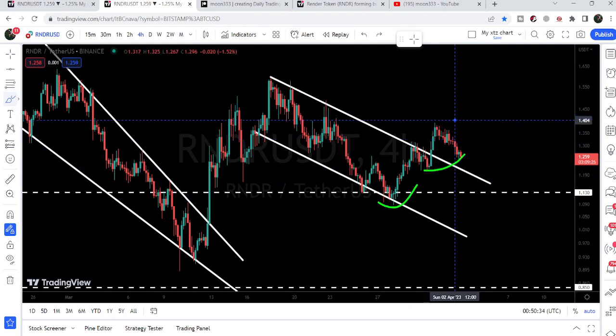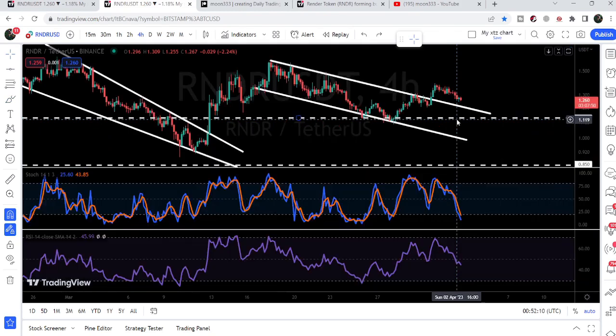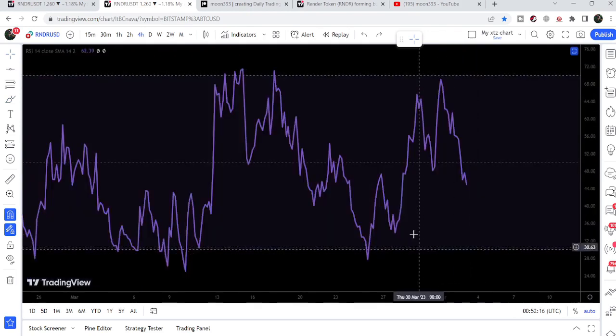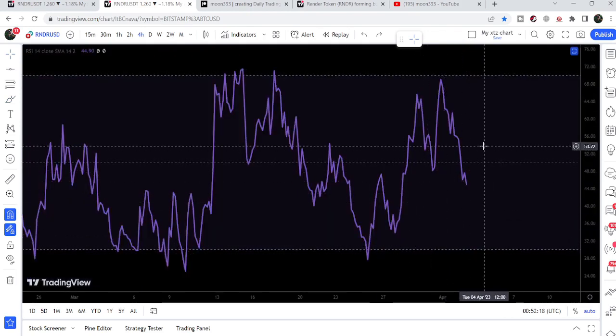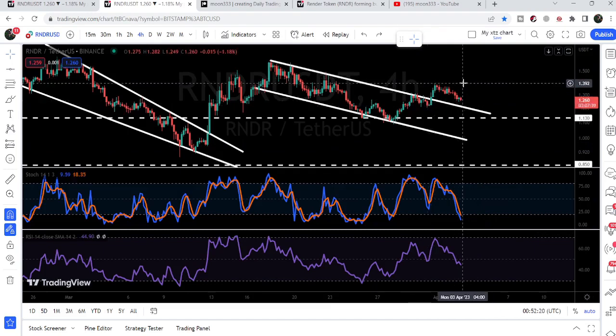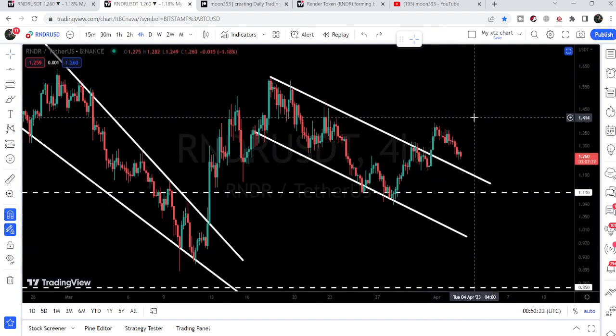And now there is a probability that it may form another higher low and higher high, because there is a double hidden bullish divergence flashed on this 4-hour time frame chart. You can see that the stochastic is forming lower low, at the same time RSI is also forming lower low, and here the price line is forming higher low. So there is a double hidden bullish divergence flash.